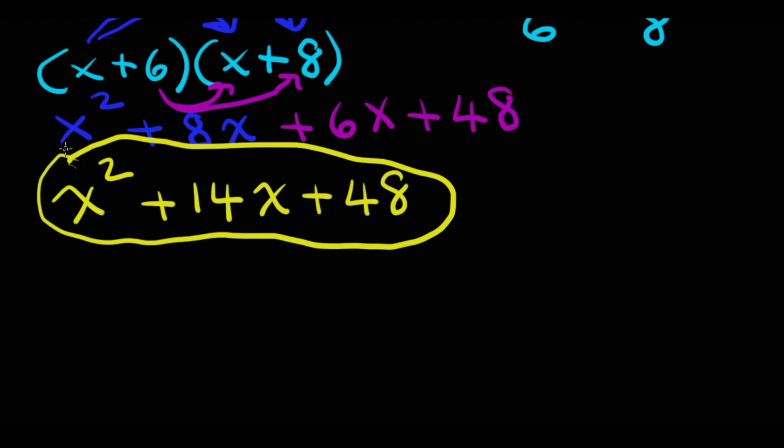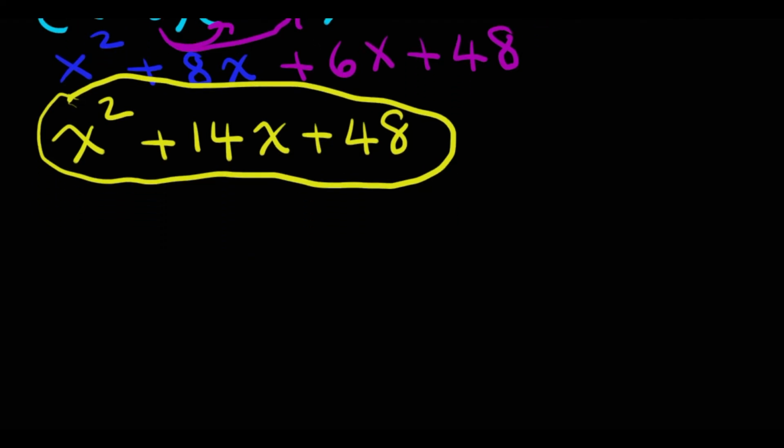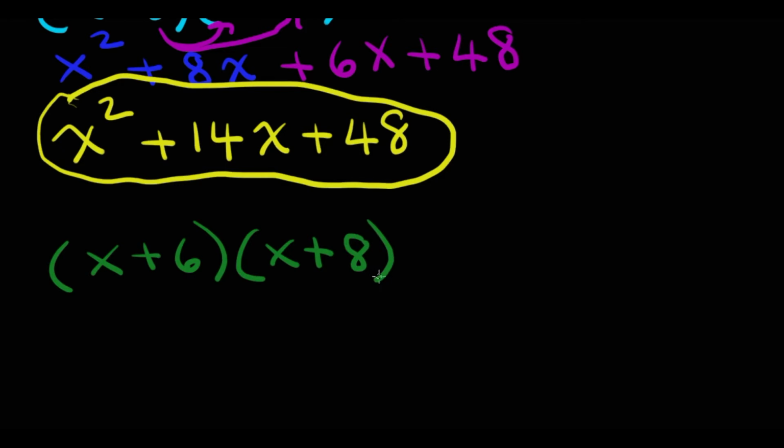Now, a quicker way to multiply is to do the add and multiply. So let's take a look at, again, the two binomials we got. So we had x plus 6 times x plus 8. So if I were to multiply these two binomials, okay, I would go x times x. Well, x times x is going to give us x squared.